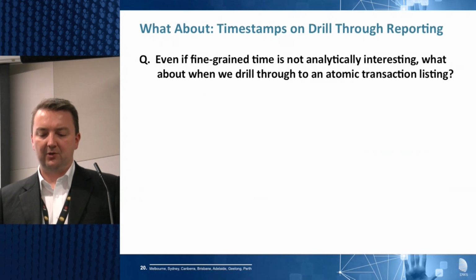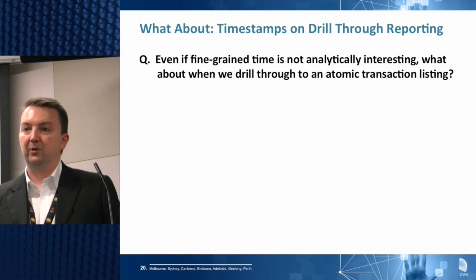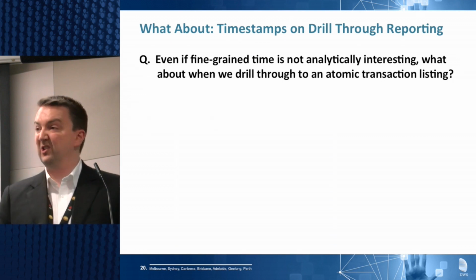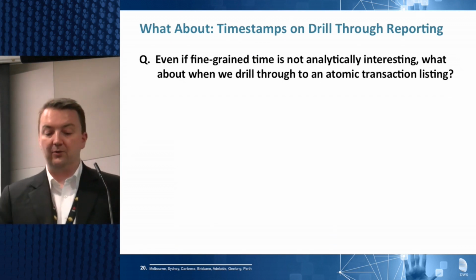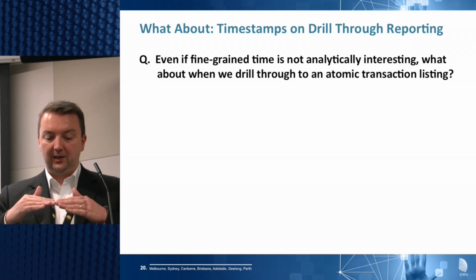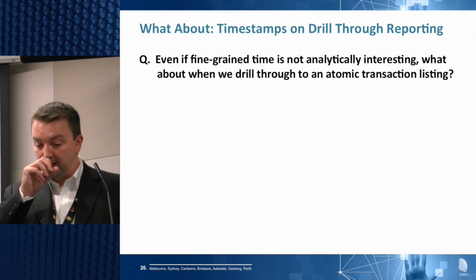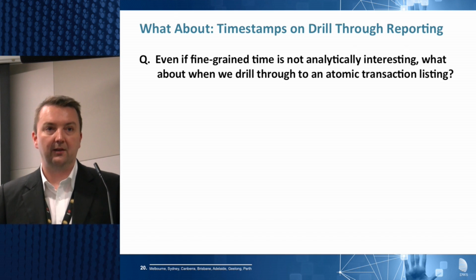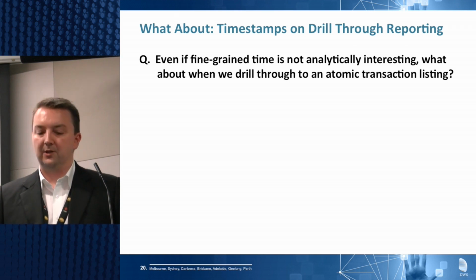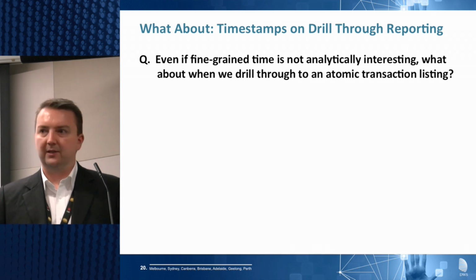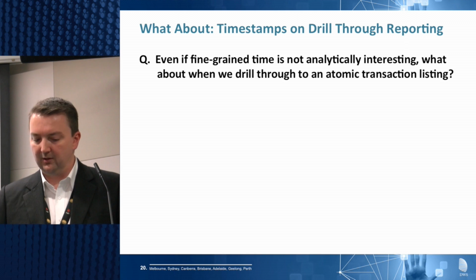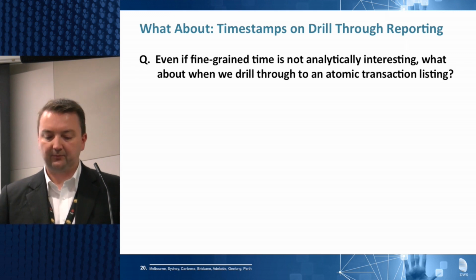So what about timestamps on drill-through reporting? The current system I'm working on here at NAB, we're doing a lot of drill-through reporting. Not so much analytics actually, mostly it's listing style reports. And we're interested in seeing individual atomic rows and the dates and times that those events occurred. We've got this data accurate to the millisecond. What do you do with that data if your date dimension is only accurate to the day?